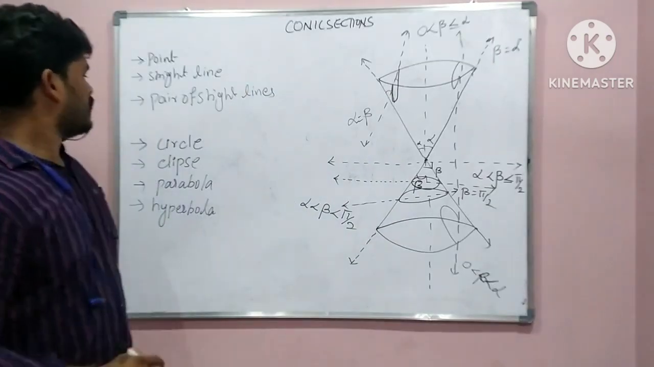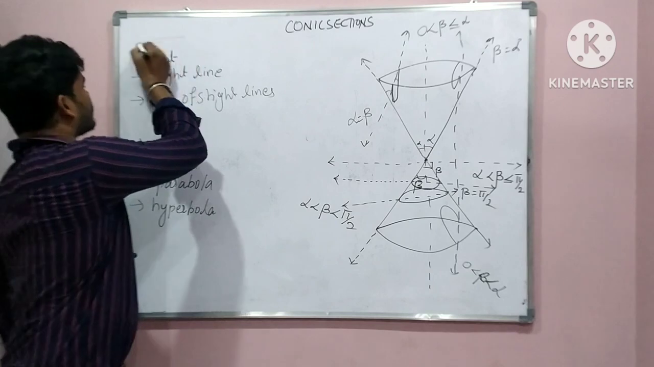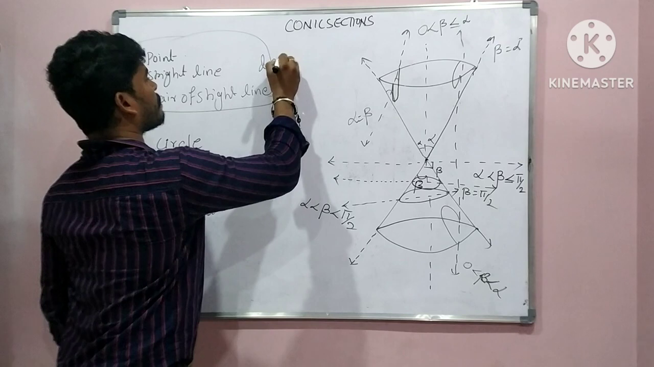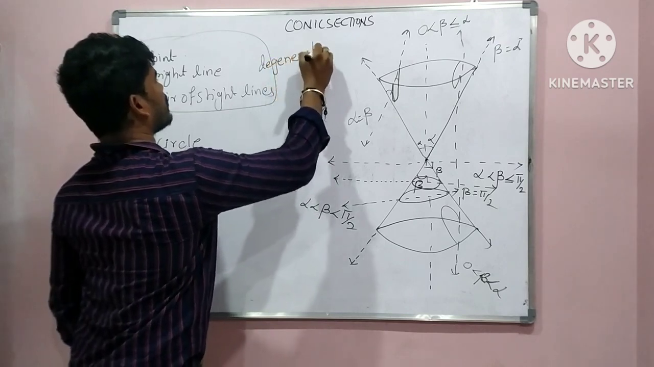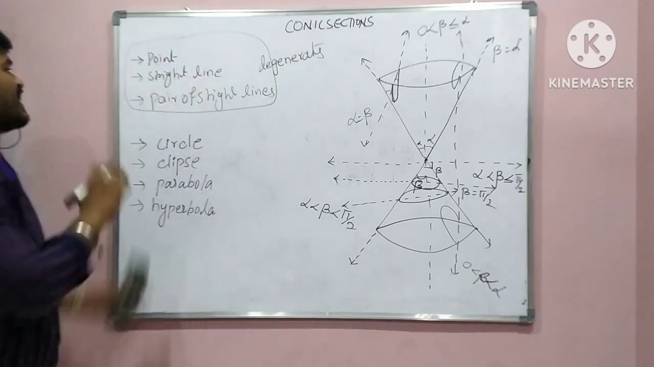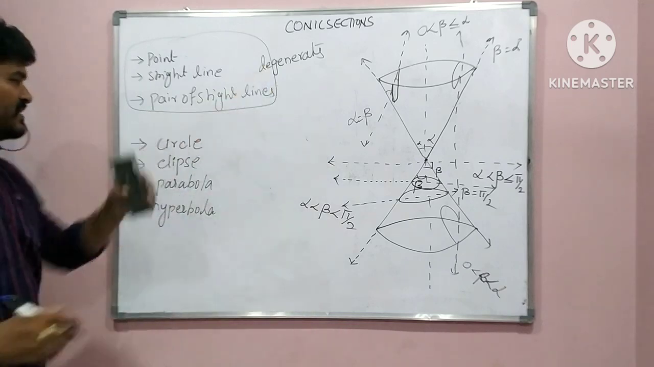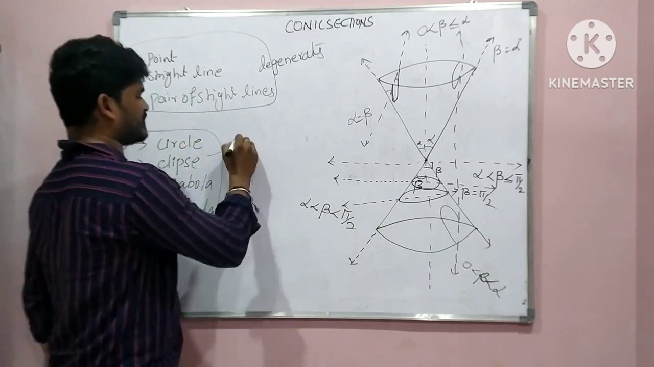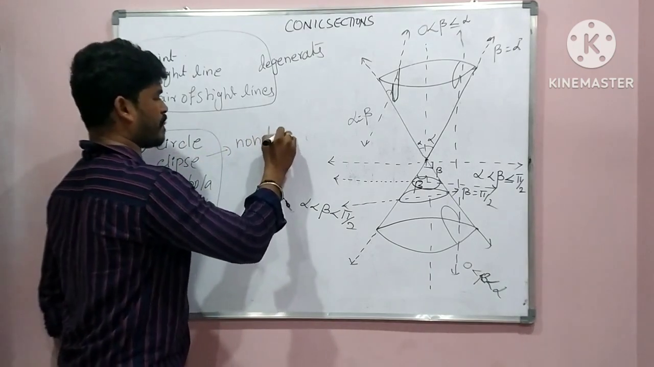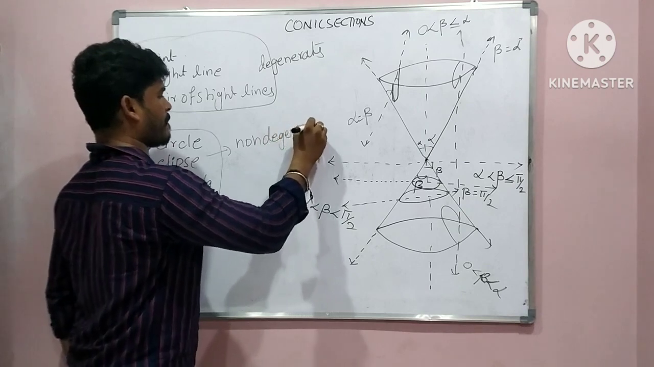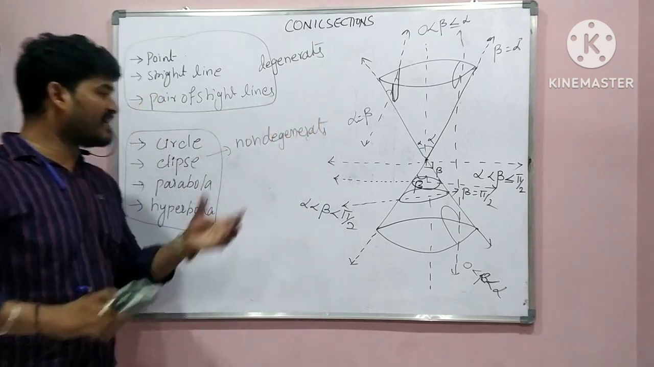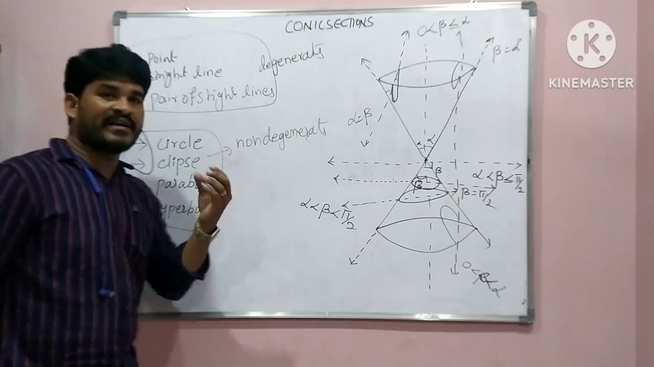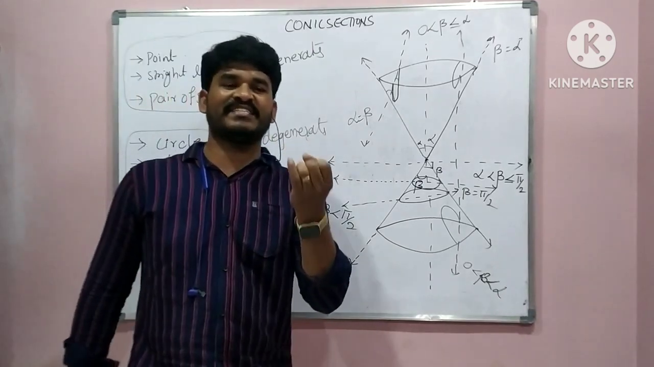Now, the first three, the point, the straight line and the pair of straight lines, are degenerate conics. In the same way, the circle, ellipse, parabola and hyperbola are non-degenerate conics.